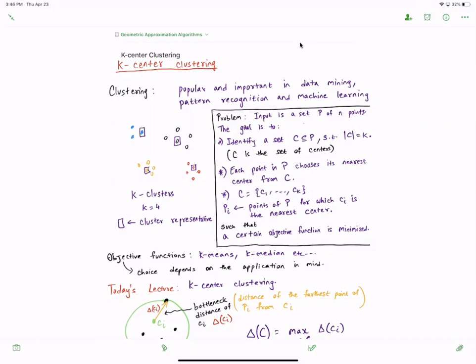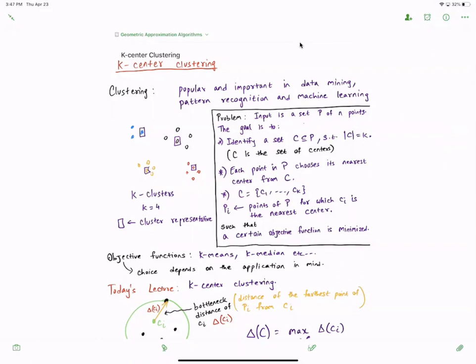So what's the clustering problem? Everyone must have heard about it. It's widely used in data mining, pattern recognition, and machine learning. Right? It's a very important problem there. Okay, so what really goes on there?